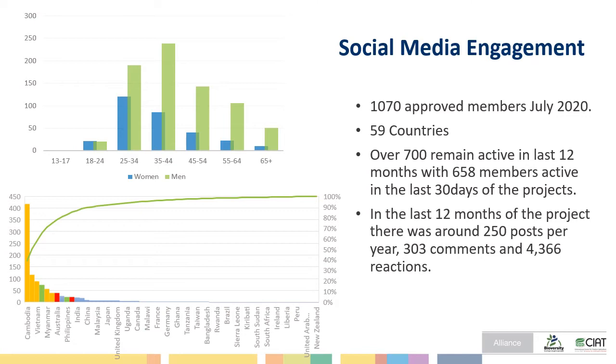As I mentioned, the Facebook group really has been our main outreach method. When I last checked, we had over 1,000 members coming from 59 countries. Of course, there are some members that aren't active, but in the last 12 months, 700 of those members had been active, and then in the last month, over 650. In terms of posts, we averaged around 250 posts a year and around 4,300 reactions. You can see on the graph down here that it really was the project countries that featured most heavily in the membership. Cambodia, by far and large, is the biggest membership, followed by Laos, Vietnam. The next green one is actually Thailand, before we get to Indonesia and Myanmar.